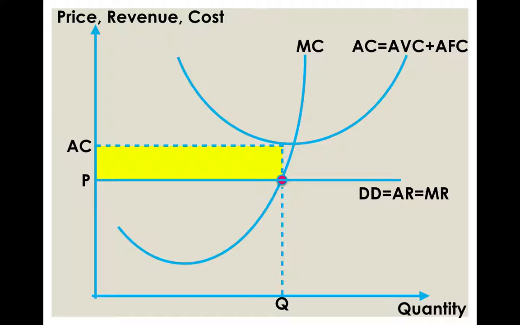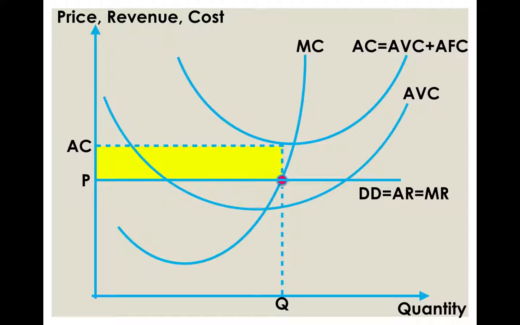Now, incurring a loss given by the yellow area does not mean that this PC firm will have to shut down. It really depends on where its average variable cost curve is at. So now, let's say that the average variable cost curve is drawn as such. Now, first of all, why is the average variable cost curve lower than the average cost curve? This is because the average cost curve is actually a summation of average variable costs together with average fixed costs.